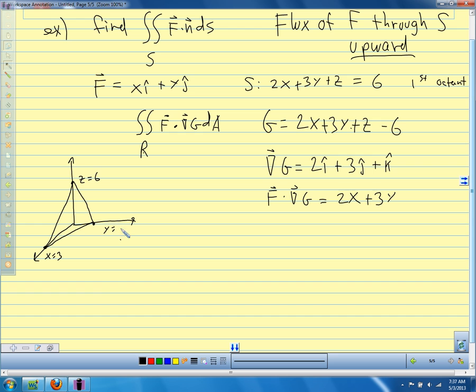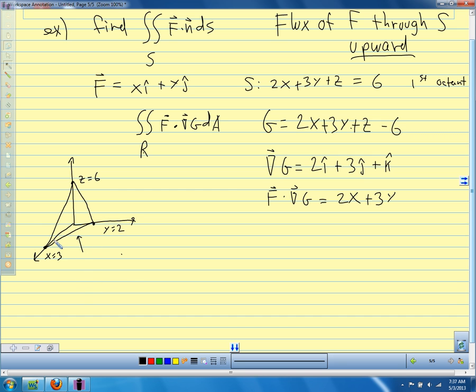Yeah, the scales on my axes are different here. I was taking into account perspective. All right, so there's where our plane intersects the first octant, and for our region in the xy plane, we need the equation of that line.